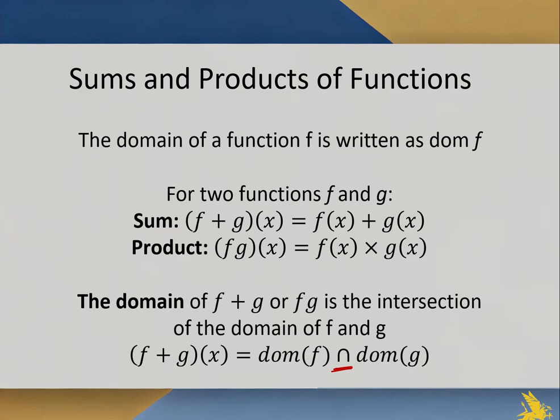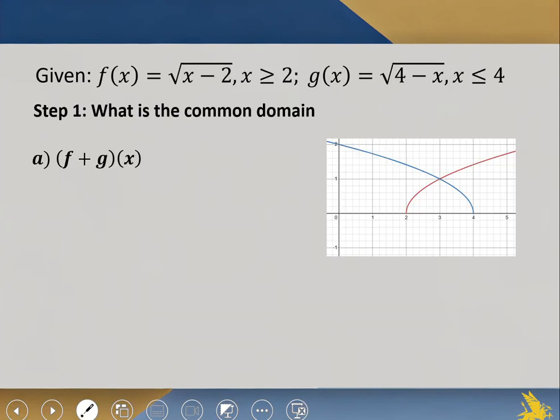So just in terms of how it's written, if we are adding, or the sum, we are saying f plus g in brackets x. That's the same as me saying f of x plus g of x. Likewise, in terms of product, when we've got f, g next to each other, it means multiplying, like f of x times g of x. So let's look at this question here.